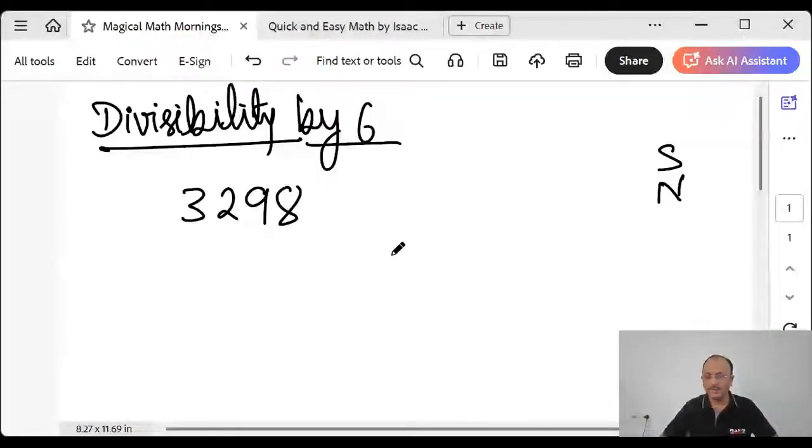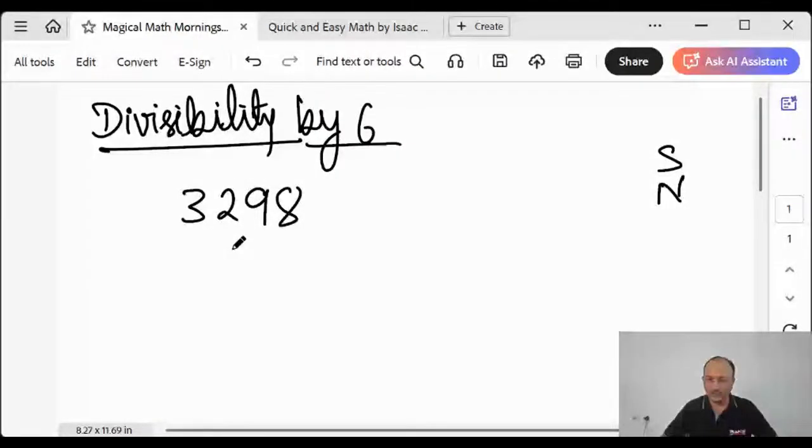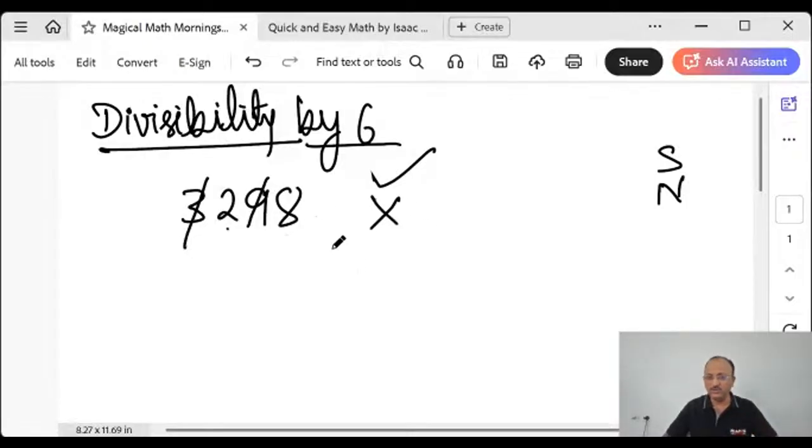No, because it is divisible by 2, yes, but for the second condition, when you add the digits, you can eliminate 3 and 9, and 2 plus 8 is 10. Correct? That is the shortcut we have learned. 10 is not divisible by 3. Therefore, the second condition fails, and finally we'll say no.